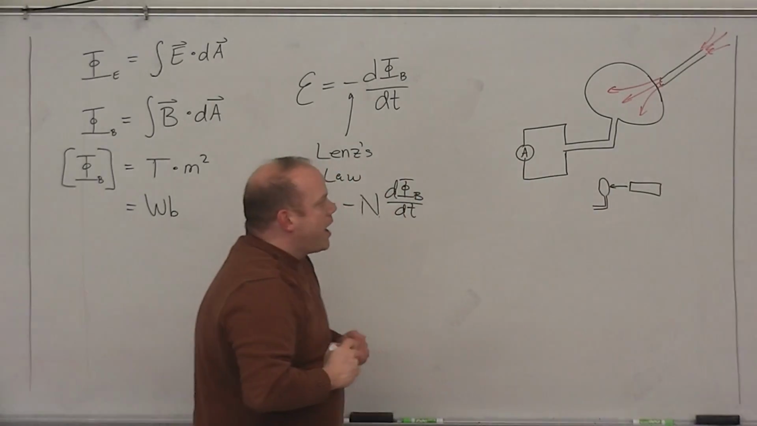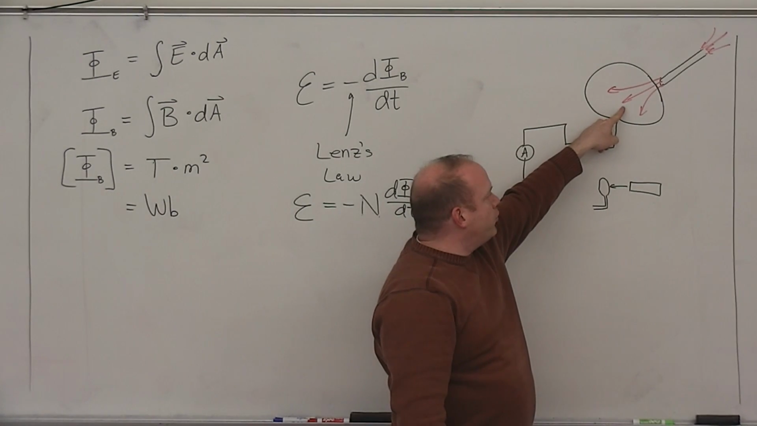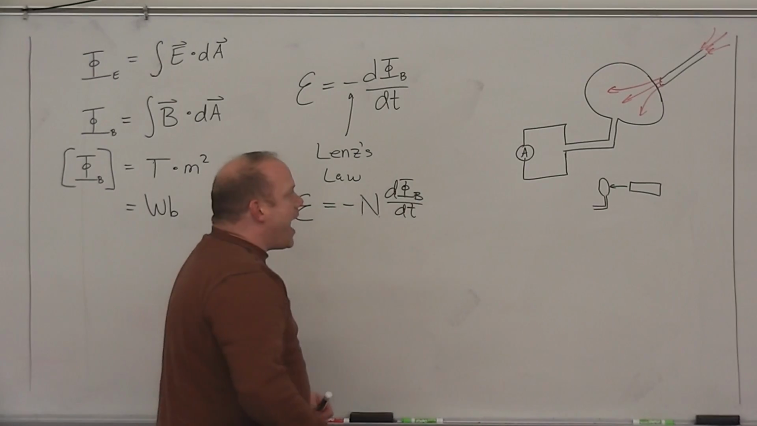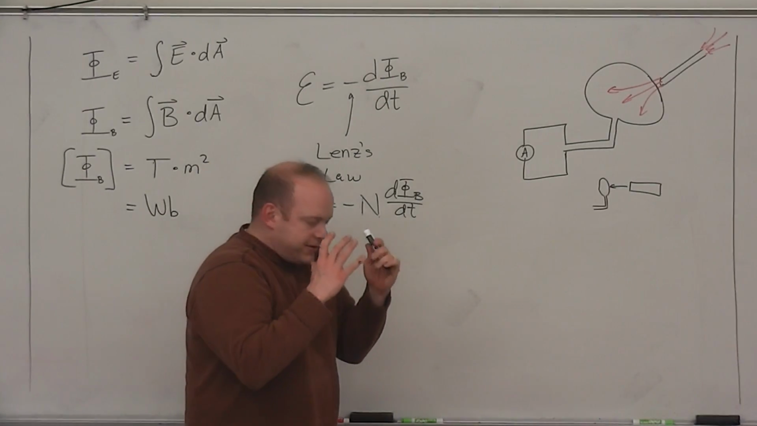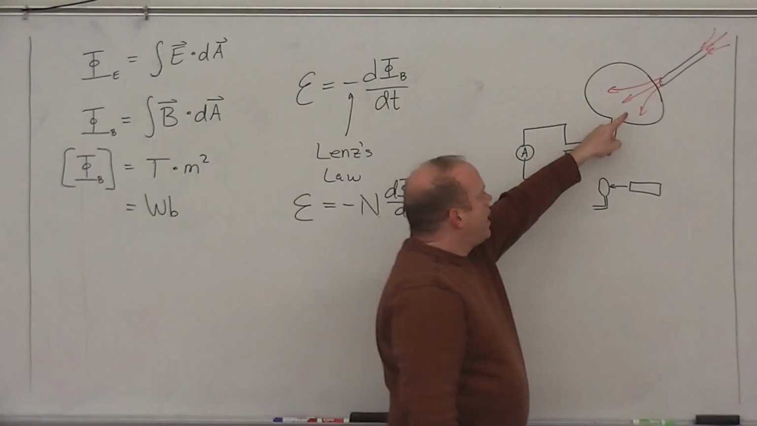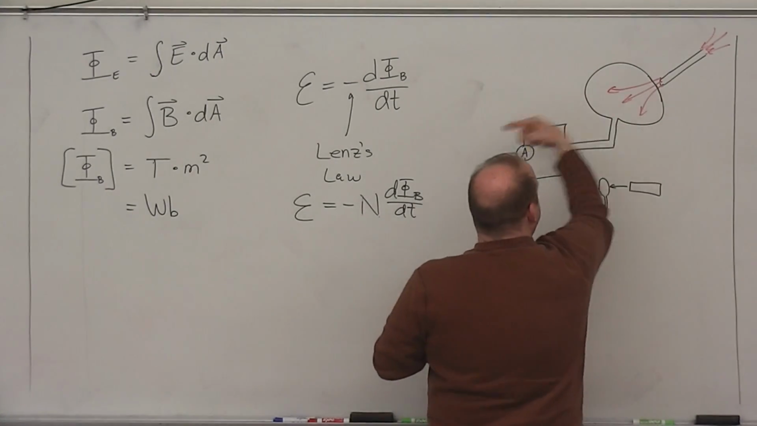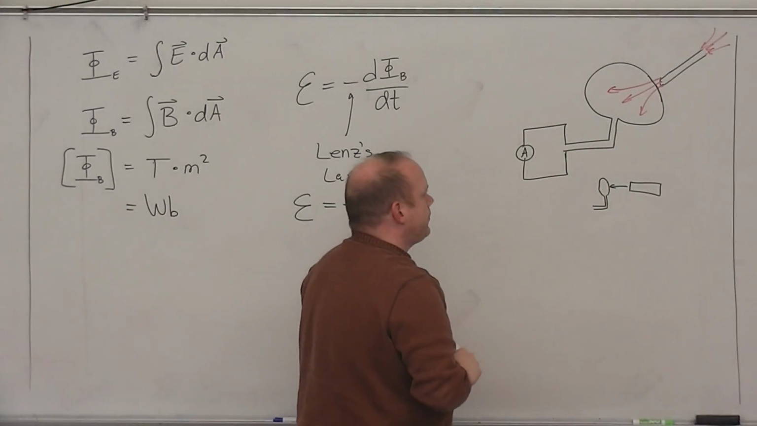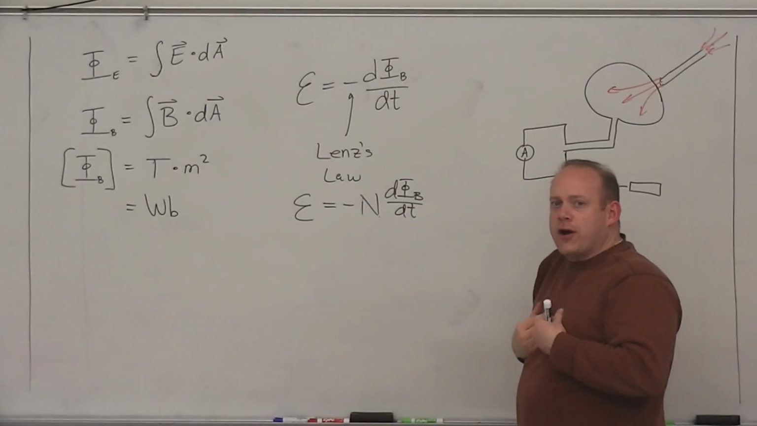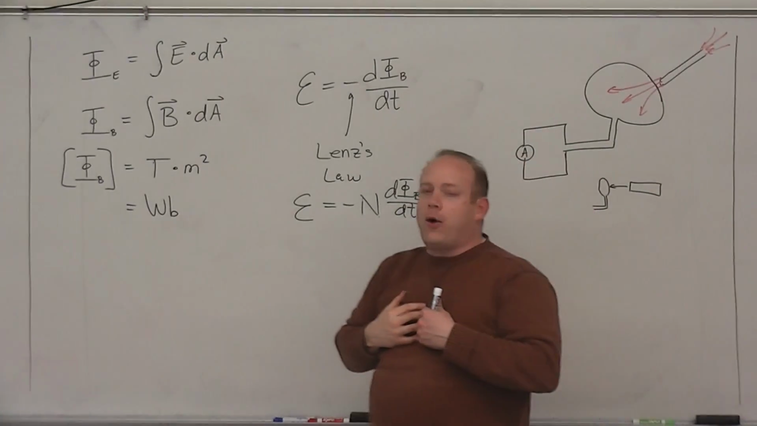Now, what this is saying, what the negative is saying, is that we're going to try to oppose that magnetic field that's entering in. So now, I have what's happening here, and really take your time to think about this. As this magnetic field enters in, I'm getting more and more magnetic field entering into the coil, going in that direction. A current is going to be introduced in here that will try to oppose this.